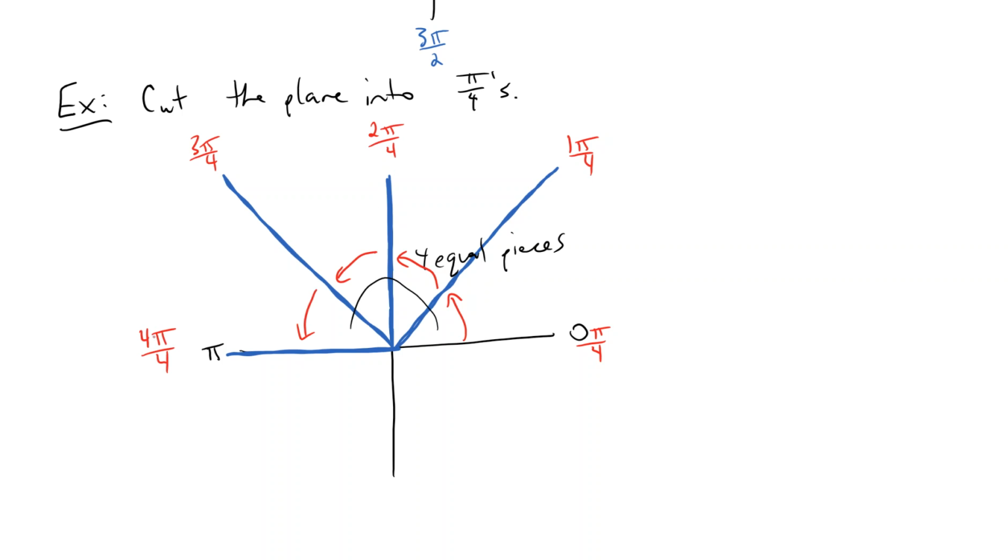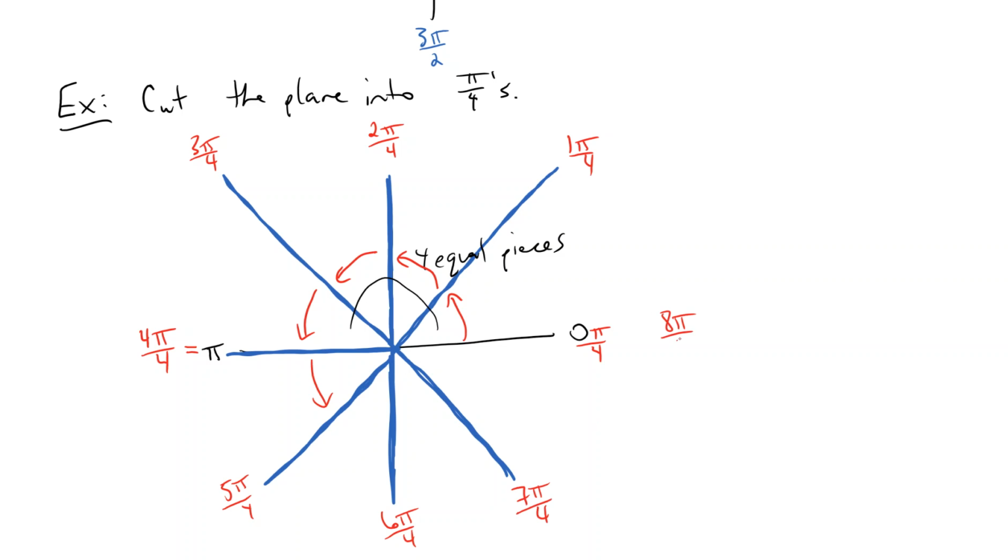And you can see that if you reduce that fraction, you get pi. But let's go ahead and continue this. Let's cut the whole plane into pi over 4s. You can see that these give you 45-degree angle rotations if you think in degrees, just to make the connection there. So this will be 5 pi over 4, then you've got 6 pi over 4, 7 pi over 4, 8 pi over 4, which reduces to 2 pi.